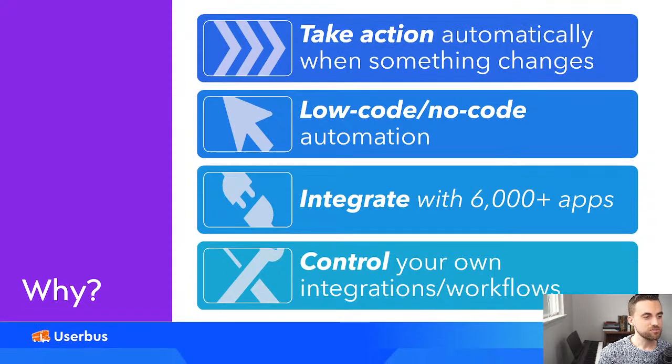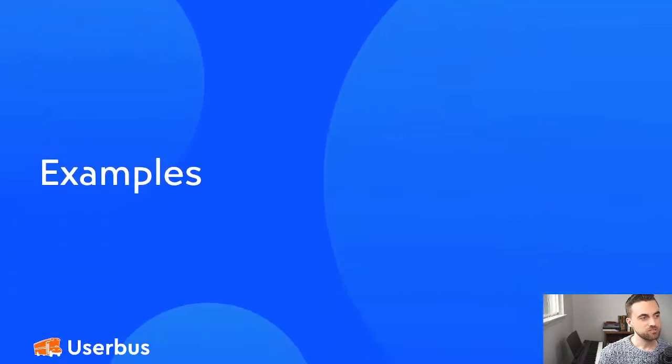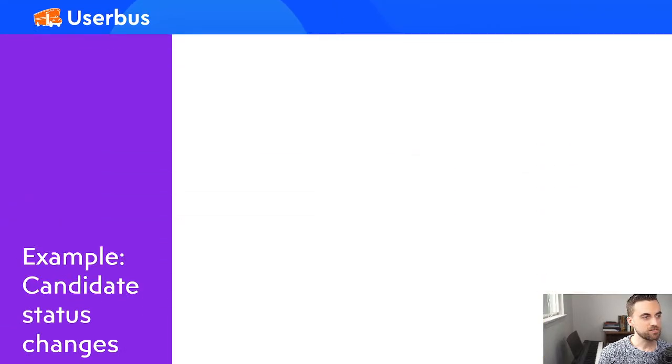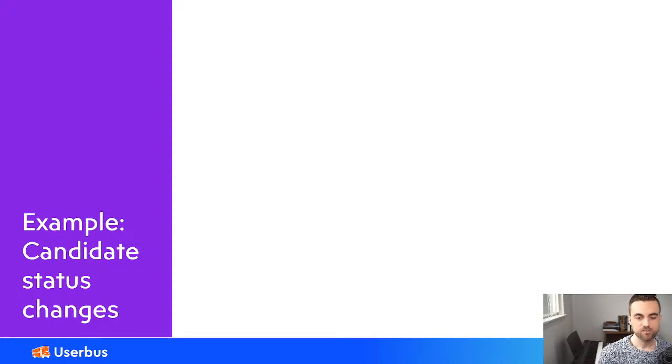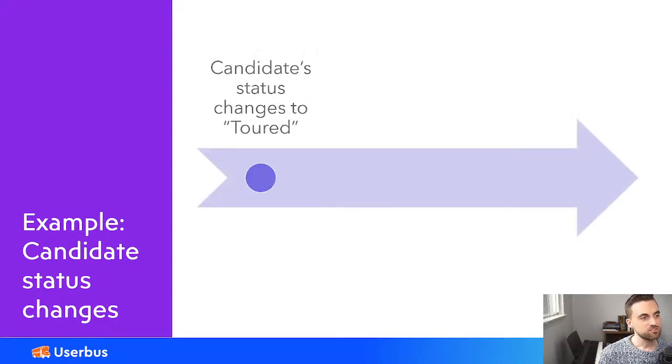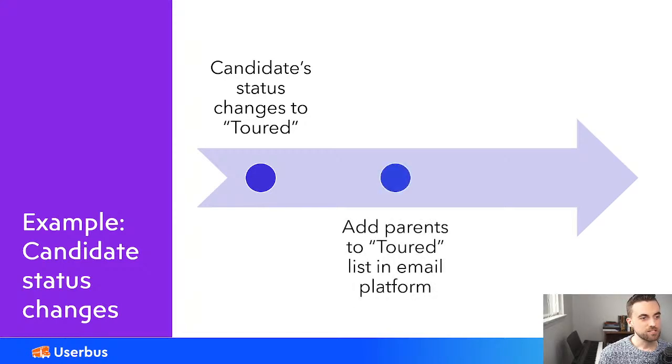Okay, so some examples of different ways that you could use triggers. To go back to candidates, let's say you have a candidate status change. Maybe a candidate status changes from inquired to toured. They've now taken a tour of the school, and you want to take some action when that happens. So you can add their parents to a list in an email platform like Constant Contact or MailChimp, and that's going to send them a series of emails.